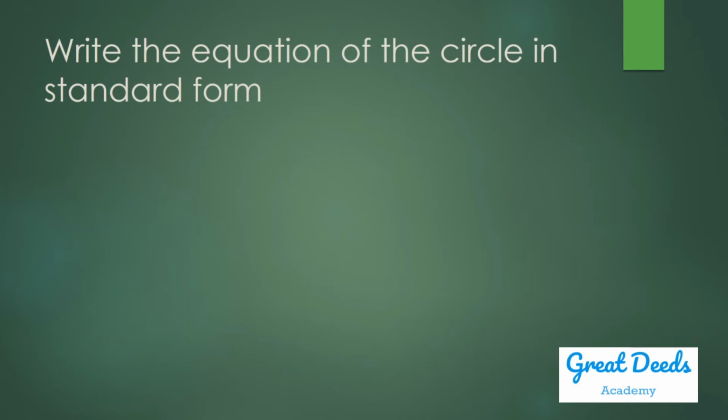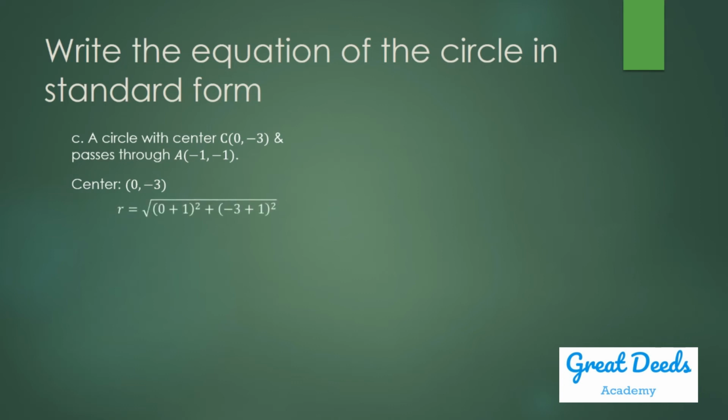Write the equation of the circle in standard form. A circle with center (0, negative 3), and it passes through the point A with coordinates (negative 1, negative 1). So we already know the center. It's 0 and negative 3. The task now is to get the length of the radius. What is the value of r? We will use the distance formula. The distance of point A from point C is given by this.